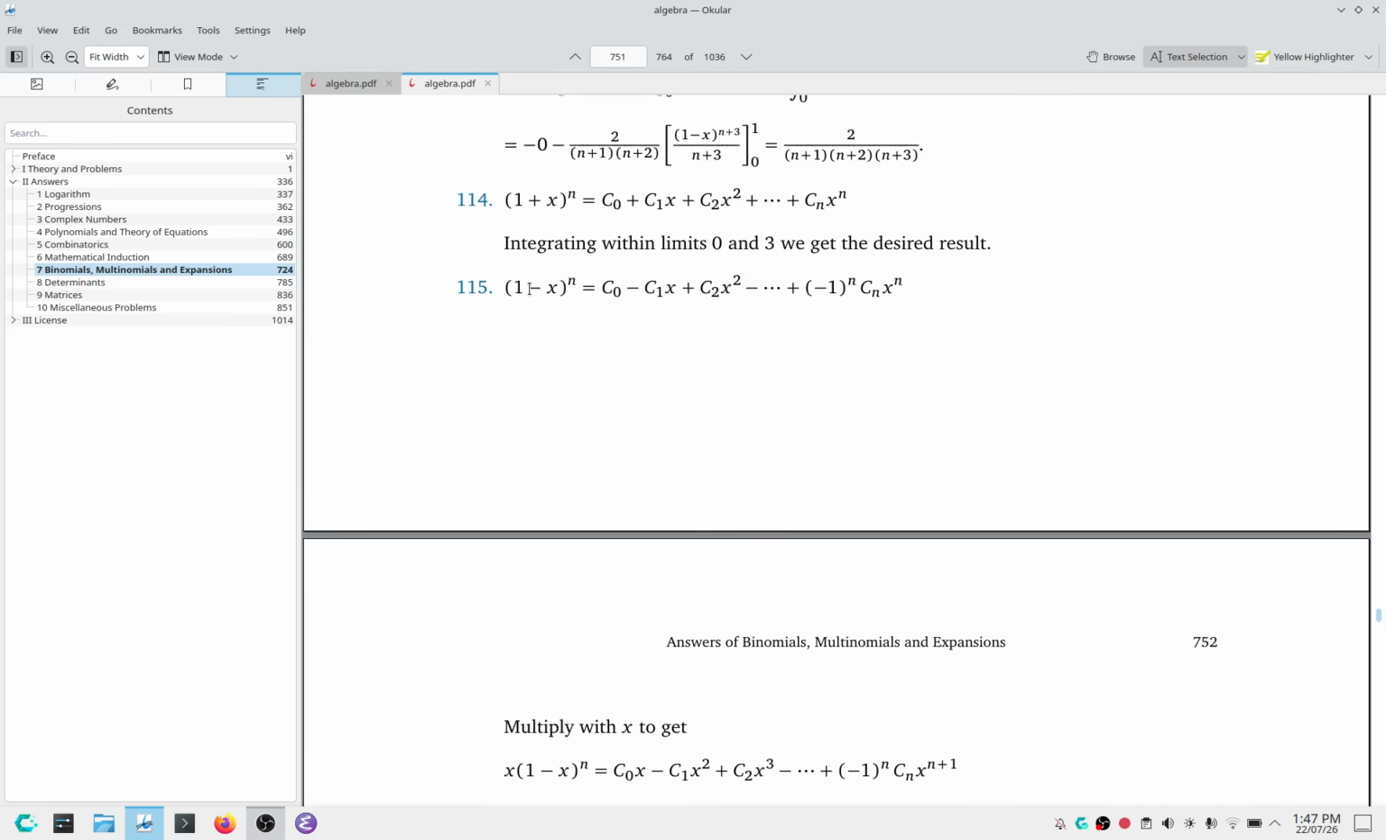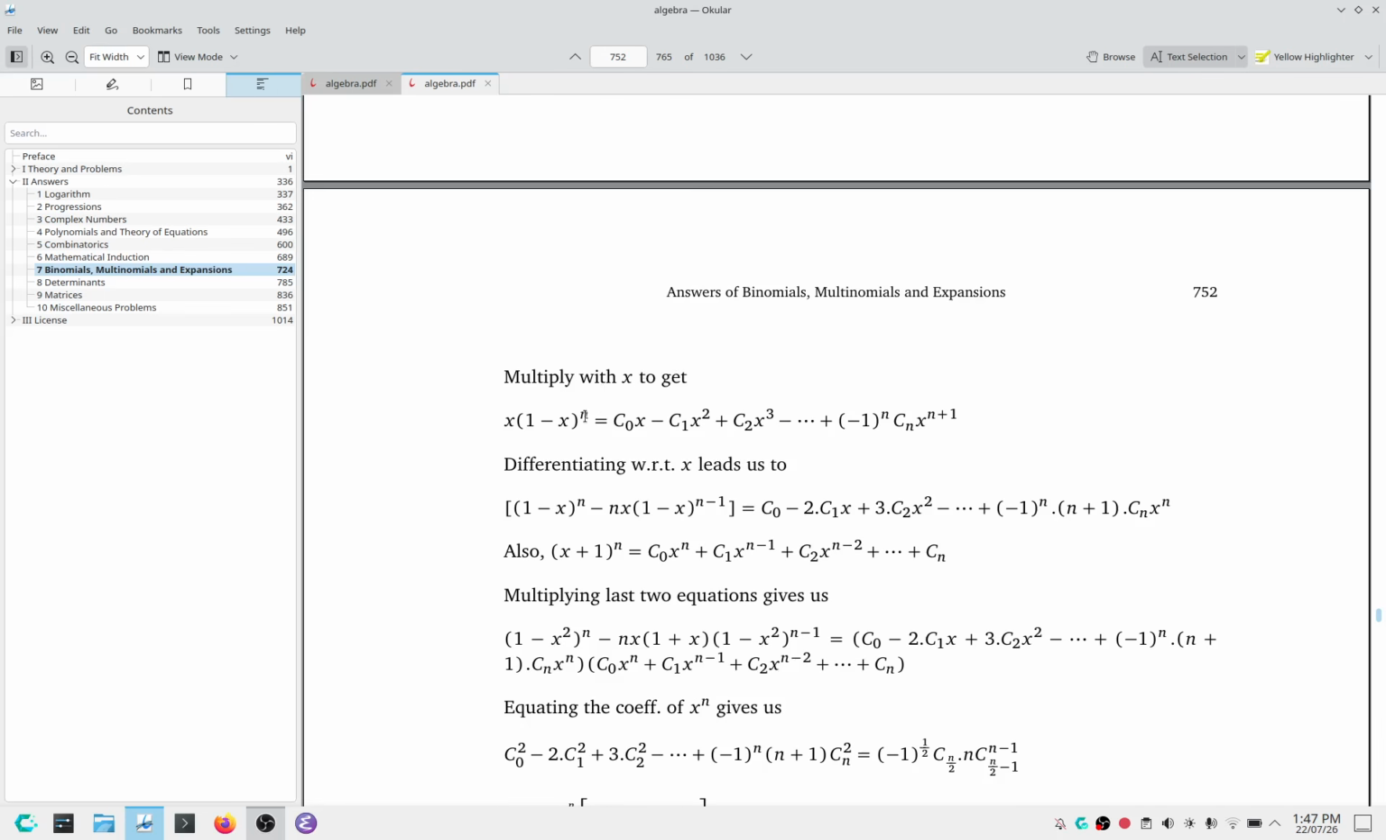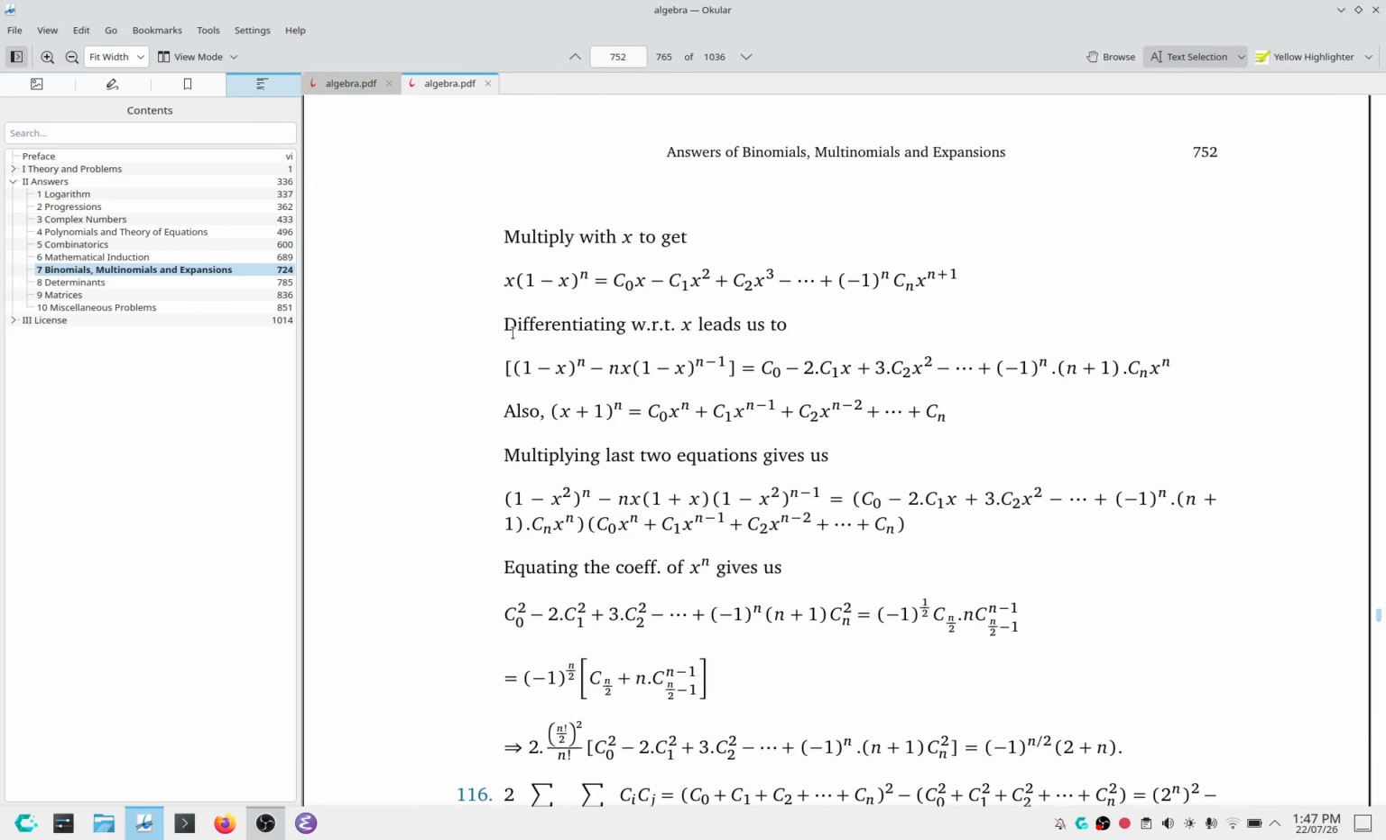So we know that (1 - x)^n is equal to this series. We multiply by x to get this. Now we differentiate both sides with respect to x. We get (1 - x)^n - nx(1 - x)^(n-1), and the right hand side becomes c0 - 2c1x + 3c2x^2 and so on.